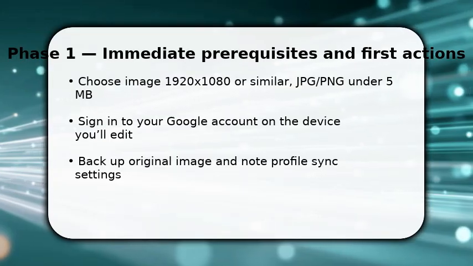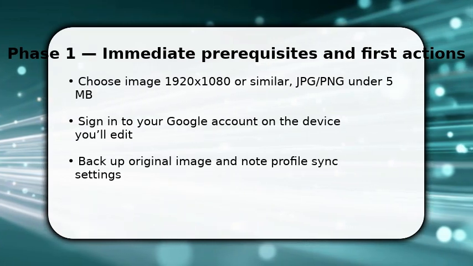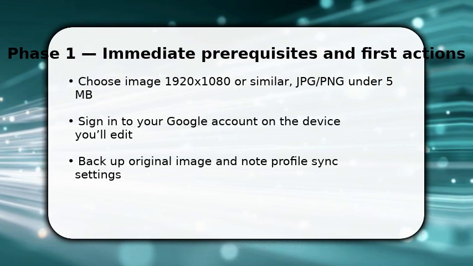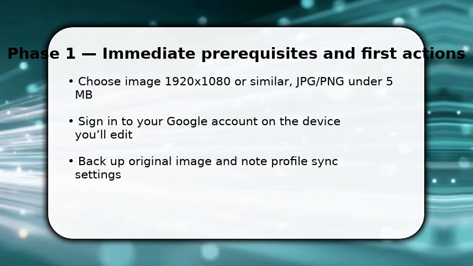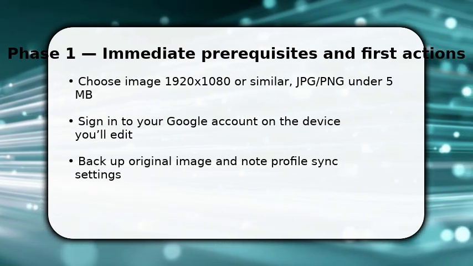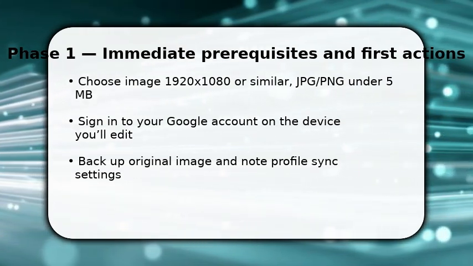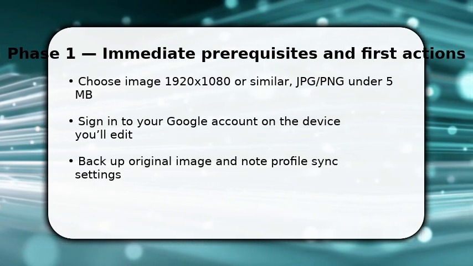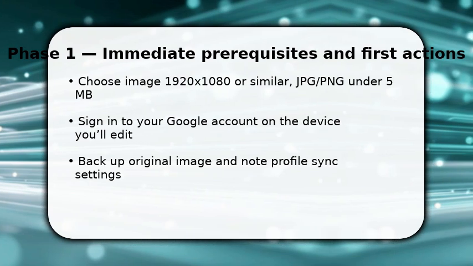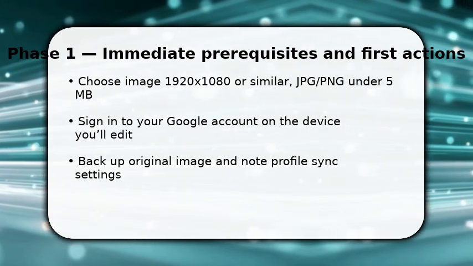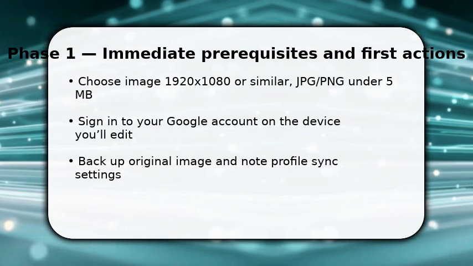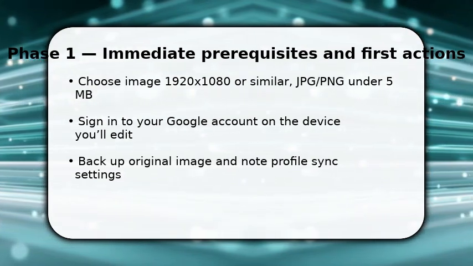You'll start by preparing the image and confirming account access. Pick a landscape image close to 1920 by 1080 for best fit, and keep it under 5 MB to avoid upload errors. Sign into your Google account so changes sync across devices. If you don't want that, disable sync first. Once done, back up the original file in case you want to revert. This saves time and prevents pixelation, so make sure resolution and file type are appropriate before moving on.